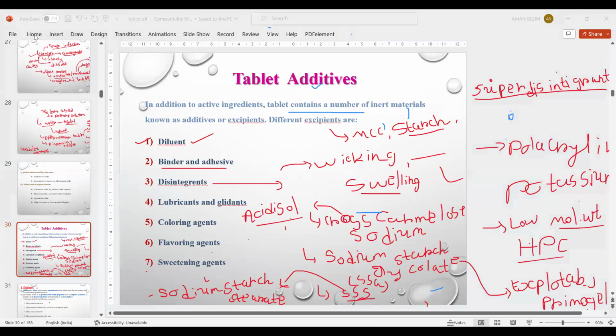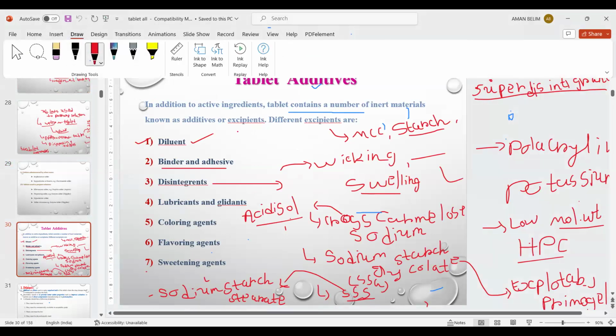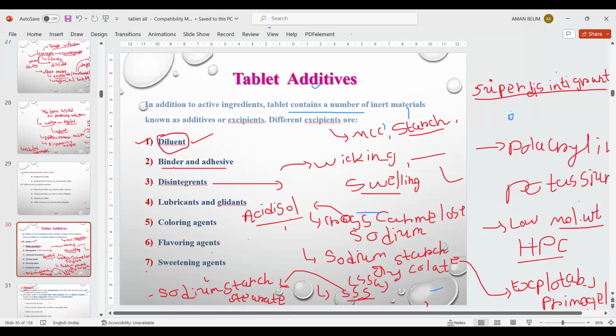Now the different additives of tablet, that is, which kind of excipients are present in the tablet, right? So that we will cover now. The first one is diluent. The second one is binder or adhesive. Third one is disintegrant. Fourth one is lubricant or glidant. Lubricants and glidants are somewhat different. Then coloring agent, flavoring agent, and sweetening agent. Okay, in case of diluent, the most commonly used diluents are starch and MCC. Okay, starch and MCC are the most commonly used diluents.